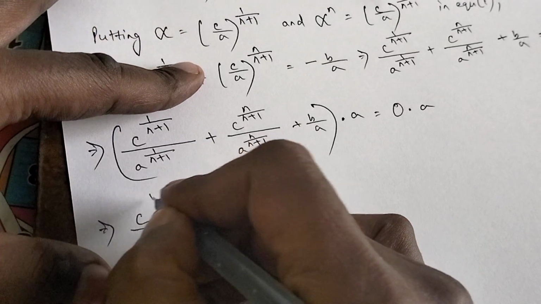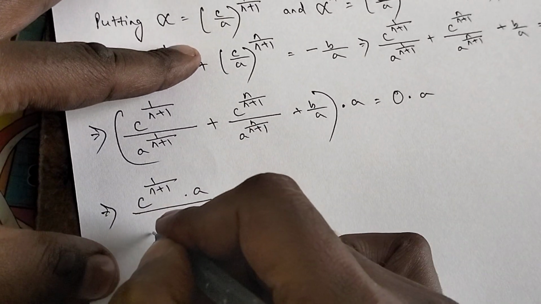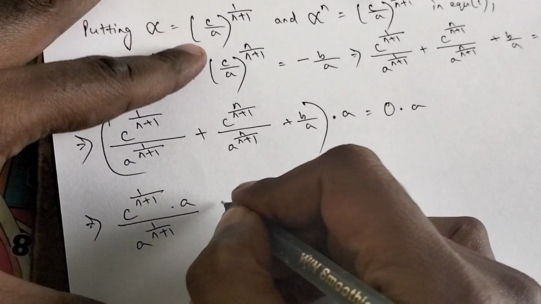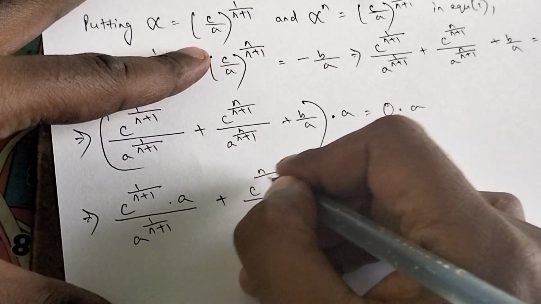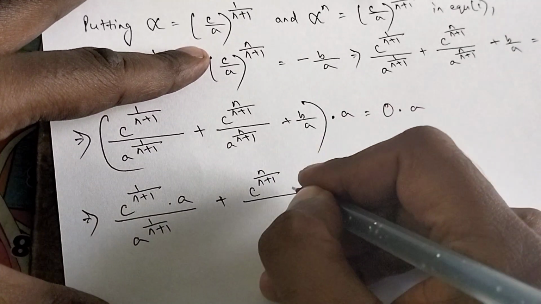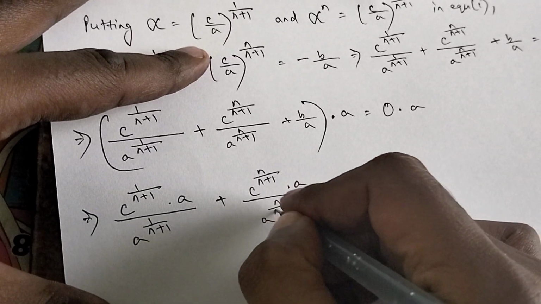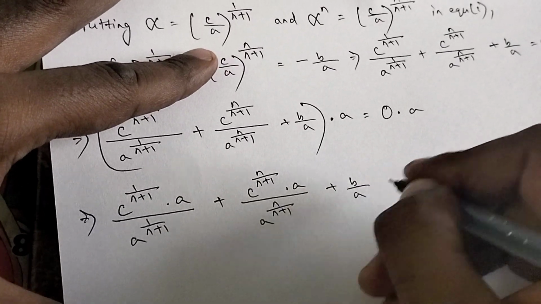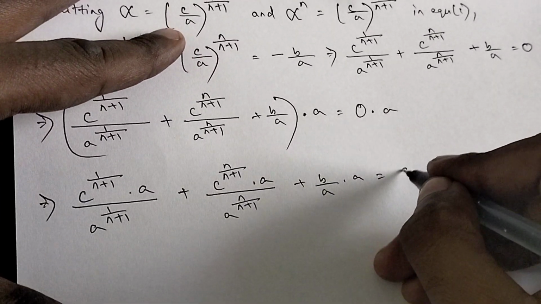c to the power 1 by n plus 1 into a, so a to the power 1 by n plus 1, plus c to the power n by n plus 1 into a by a to the power n by n plus 1, plus b by a into a is equal to 0 into a, which is 0. We all know that.